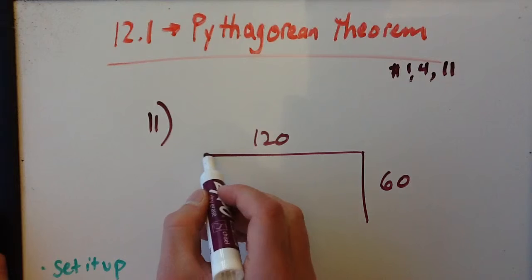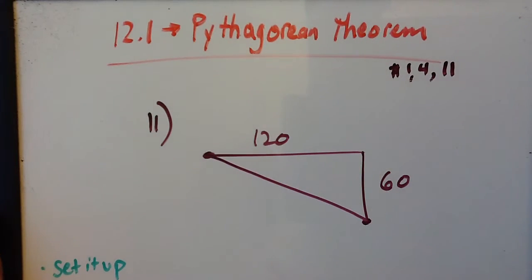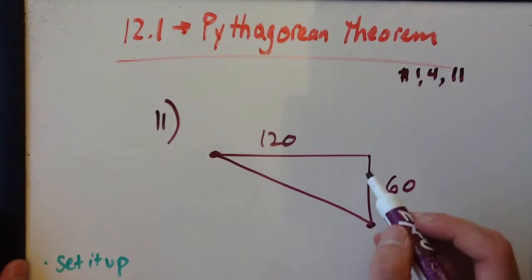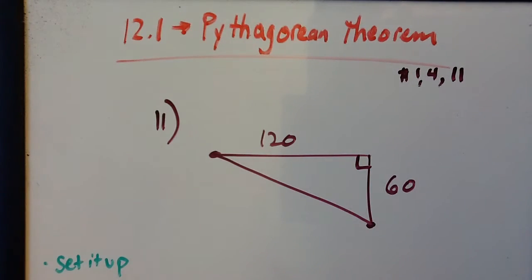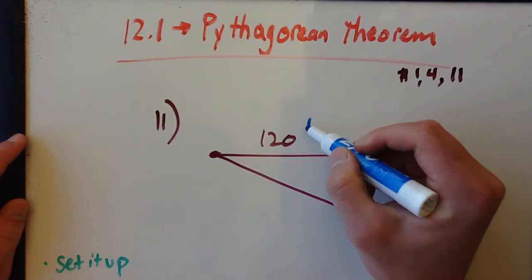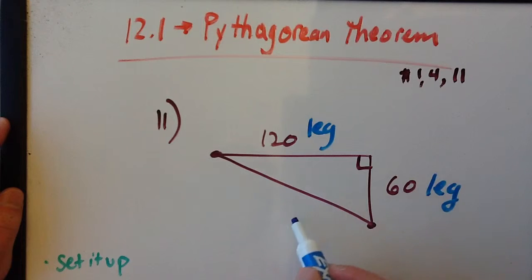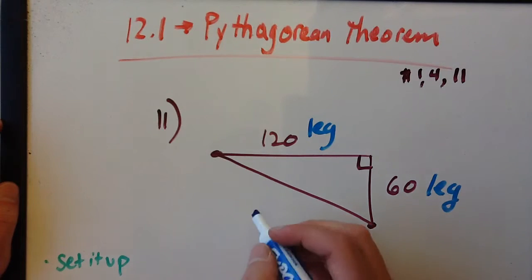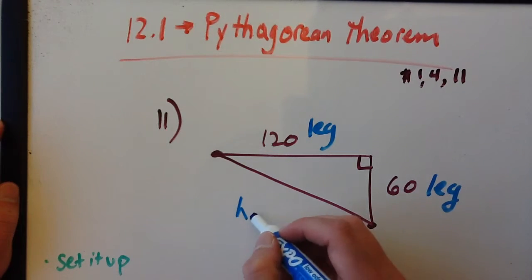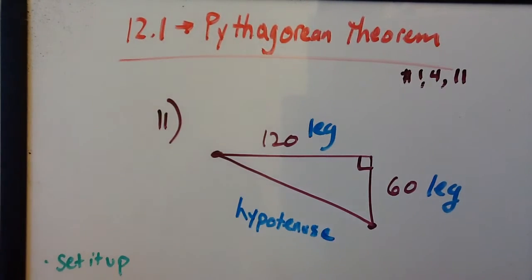So how long is it from here to here? Do you see what we just created? There's a right angle right here. We would call each of these a leg. This is a leg. This is a leg. And what would this be called? The side opposite of the right angle? What is the side opposite of the right angle called? It starts with an H, right? The hypotenuse. The hypotenuse. Okay?